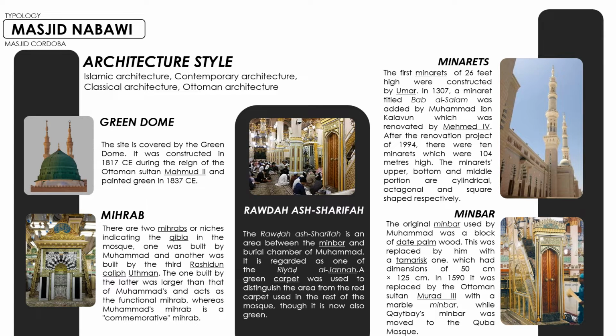The last one is minarets. The first minarets of 36 feet high were constructed by Umar. In 1307, the minaret titled Bab al-Salam was added by Muhammad ibn Qalawun, which was renovated by Muhammad IV. After the renovation project of 1994, there were 10 minarets which are 104 meters high. The minaret's upper, bottom and middle portion are cylindrical, octagonal and square-shaped respectively.